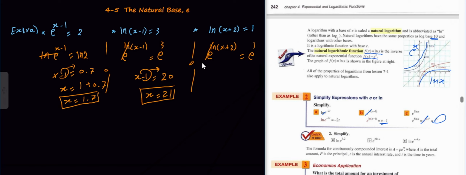Let's come back to our example. These two will cancel. x plus 2 is remaining. e to the power 1 equals 2.7. We know that, or you can do it by a calculator. Move this 2 to the other side. It will be x equals 0.7, because 2.7 minus 2 is 0.7. That's it. It's a very easy example.